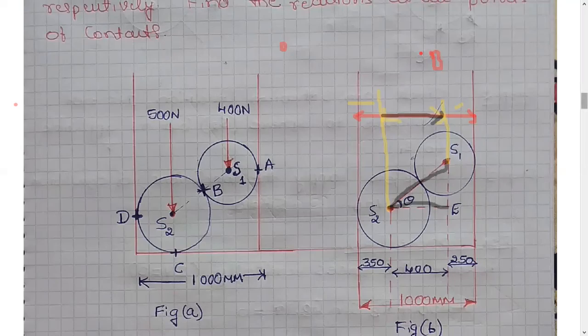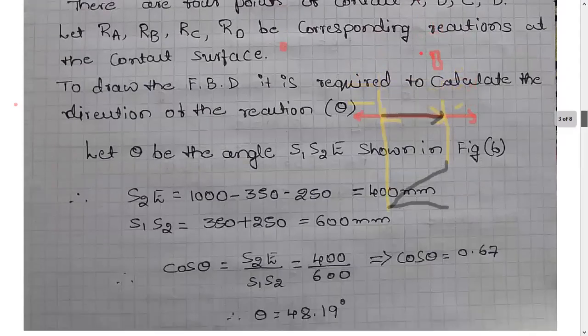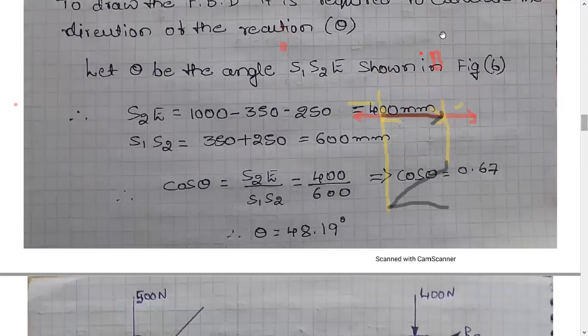If you define cos theta, the angle you see here, I have explained it here. That is, S2 into E is equal to 1000 mm minus 350 minus 250, which is equal to 400 mm, and S1 into S2, the diagonal line representing both the radii of the spheres, is equal to 600 mm. So the theta between the reactional force acting from the S2 sphere to the S1 sphere, and S1 sphere to S2 sphere, makes an angle of 48.19 degrees with respect to the horizontal.